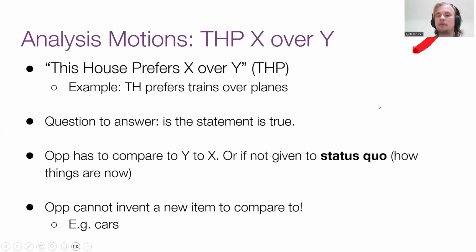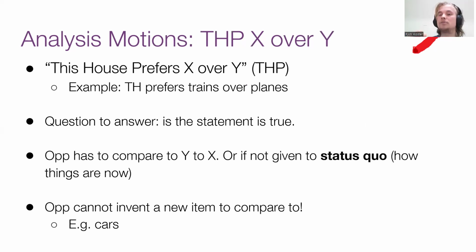Now, we're going to get a bit more complex here with "This House prefers X over Y" motions. So the example here is just "This House prefers trains over planes." The question that you just need to ask yourself is, overall, do we think that trains are better than planes, or do we think that planes are better than trains? And this is important because the opposition side needs to defend planes in this motion. It specifically gives you the comparative.